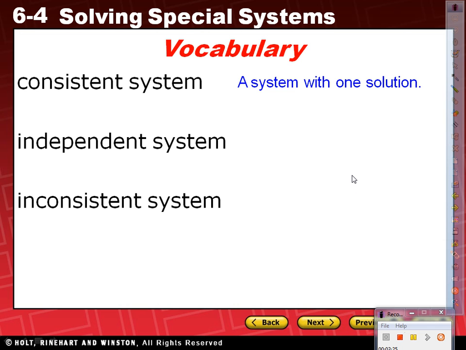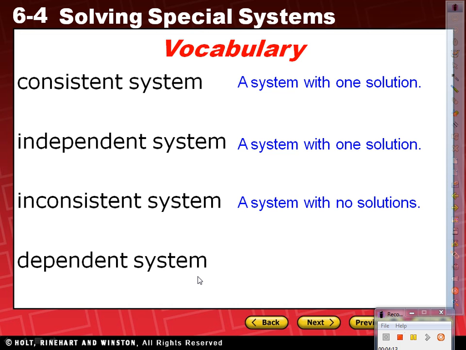Yeah, right? So a consistent system is a system with one solution, and like I said, this one is also called independent system. It's a system with one solution. And this one, a dependent system, is a system with infinite solutions.